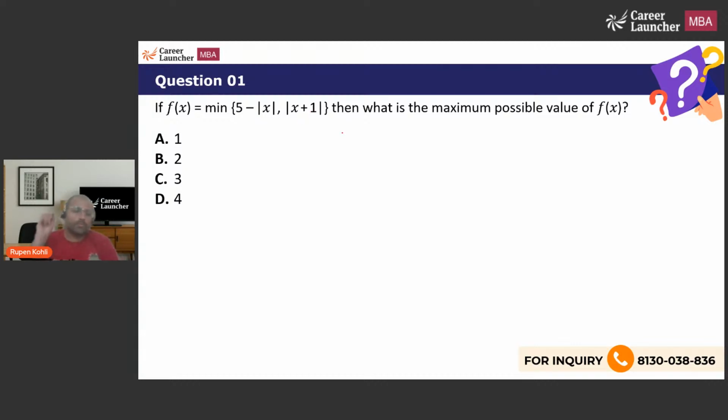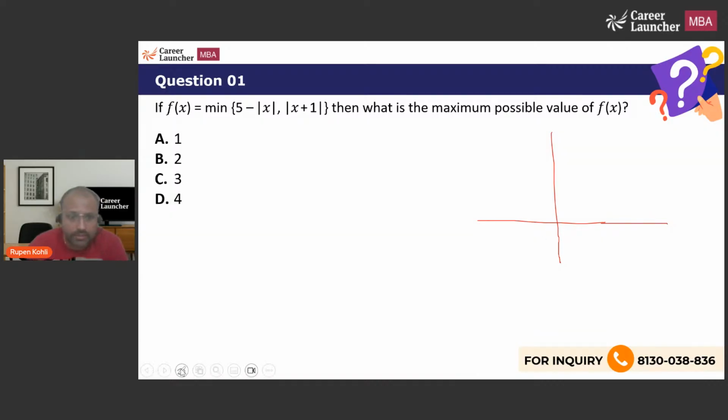So first of all, we need to plot this function. Only then we can understand where the maximum can occur. Okay. So a plot is necessary. Okay. So on the xy plane, how will the graph for this look like? So we need to plot both the functions simultaneously.